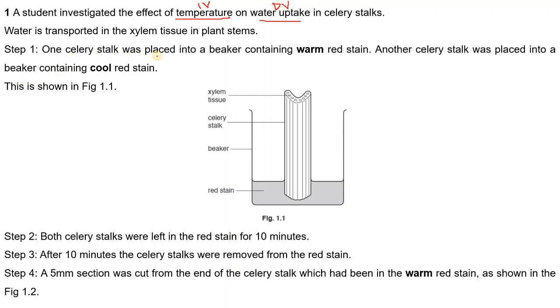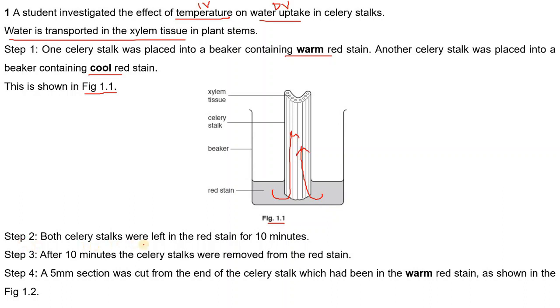Step 1. One celery stalk was placed into a beaker containing warm red stain and another celery stalk was placed into a beaker containing the cool red stain. This is shown in figure 1.1. So here is figure 1.1 which clearly shows that the celery stalk is placed into the red stain, and from the information provided in the question we can understand that the red stain will be moving in the celery stalk through xylem towards the upper part.